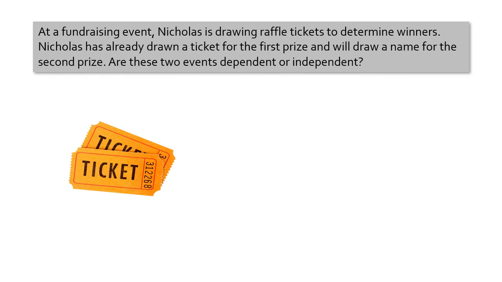All right, let's try this question. At a fundraising event, Nicholas is drawing raffle tickets to determine winners. Nicholas has already drawn a ticket. So he's already pulled it out for the first prize and will draw a name for the second. So he hasn't put it back. So therefore, these 2 events must be dependent. The probability of the second depends on the first.